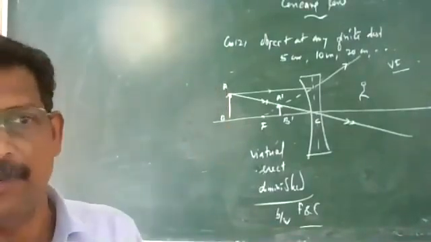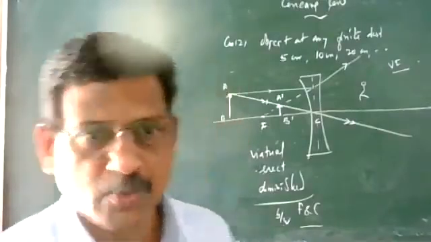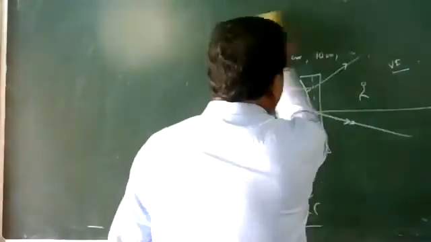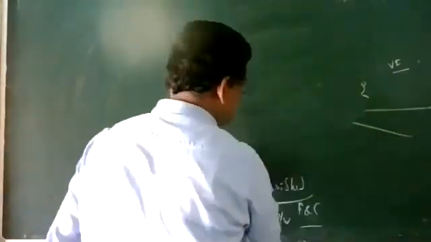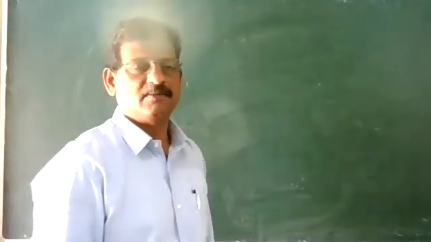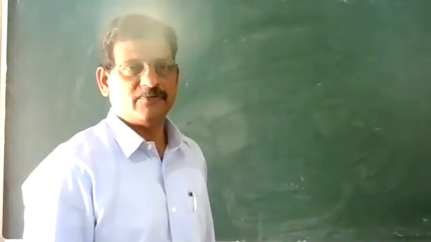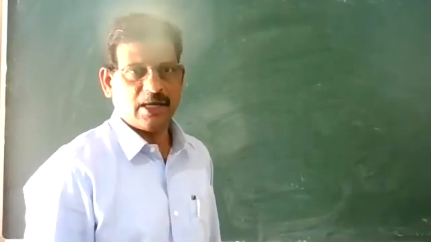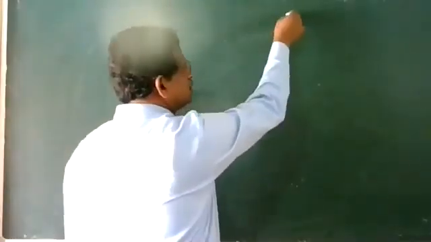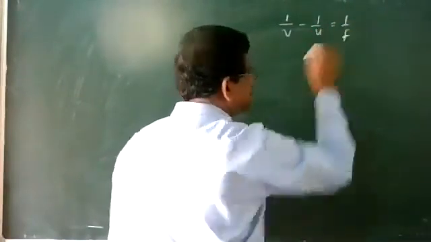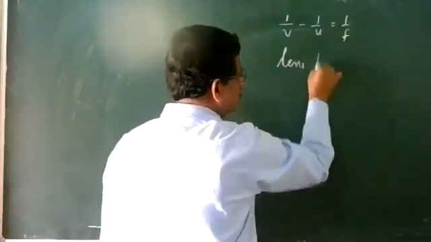It is not the lens maker's formula. It is the lens formula. The lens formula involves the distance of the object from the optical center, the distance of the image from the optical center, and the focal length. The relation involving them is 1/V minus 1/U is equal to 1/F. This we call the lens formula.